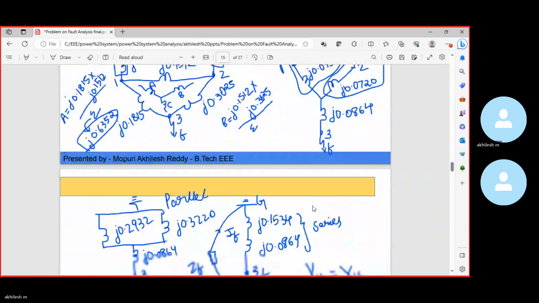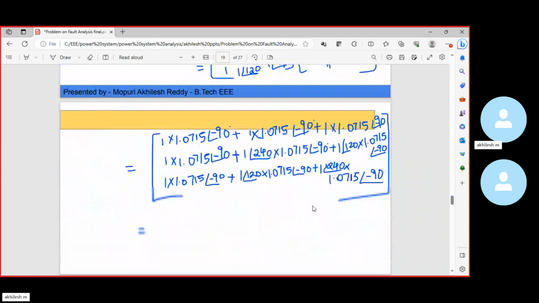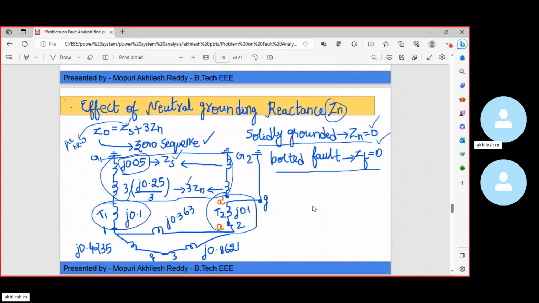So, the effect of neutral grounding reactance Zn: where it will be included is Z naught equal to Zs plus 3Zn. What are this Z naught and Zs? Zs is nothing but the per unit value of the generator, which we have calculated by considering the old per unit value as x naught, that is 0.05 for generator 1 and generator 2.